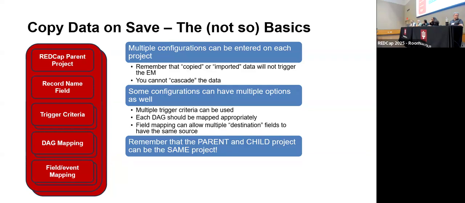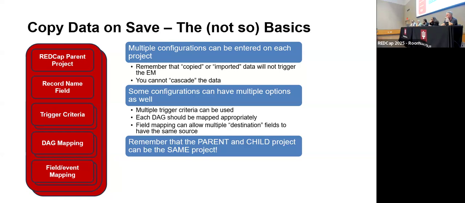Once you have those two projects aligned and say, I have these triggering conditions, which can be as simple as this form has been saved, or as complex as whatever REDCap syntax you want to put in there, to say, as long as this form has been saved and the person has identified as a left-handed person, then you do the Copy Data on Save. So you have a lot of options when triggering the different scenarios.